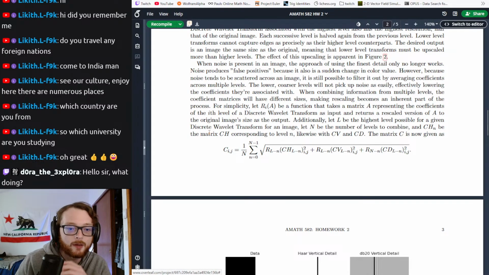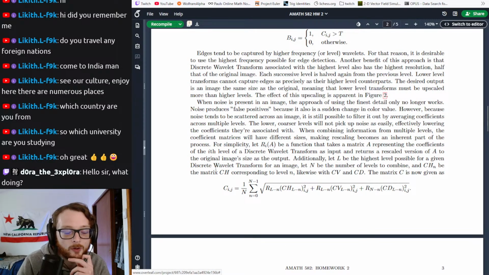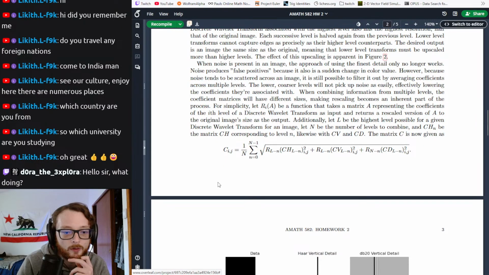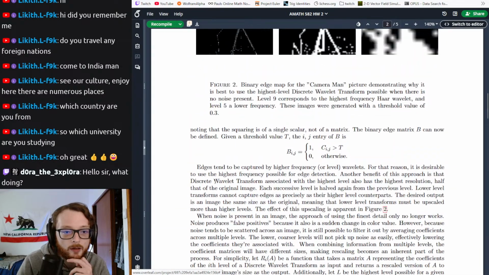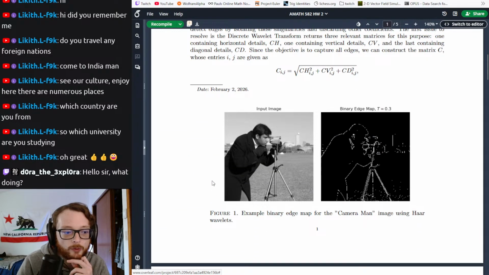Hey Dora. I'm working on a paper for a homework assignment. We basically have to use what's called a wavelet transform, which is like a version of a Fourier transform, to detect edges in an image. This is the first pass at doing it for this stock image here. This is the image that we're given, and then this is the edges of the image that I found using wavelets.